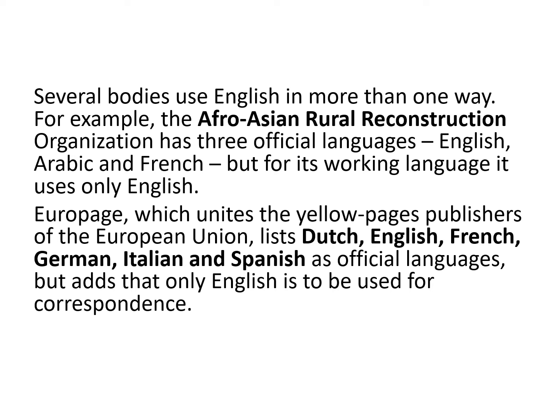For example, the Afro-Asian Rural Reconstruction Organization has three official languages, English, Arabic, and French, but for its working language it uses only English. Europages, which unites the Yellow Pages publishers of the European Union, lists Dutch, English, French, German, Italian, and Spanish, almost six languages as official languages, but adds that only English is to be used for correspondence. Europages is actually a major search platform in Europe which helps entrepreneurs or professionals gain visibility and qualified business contacts.